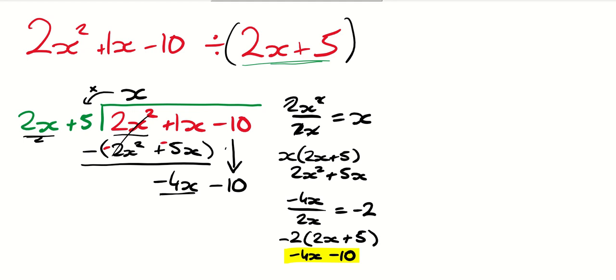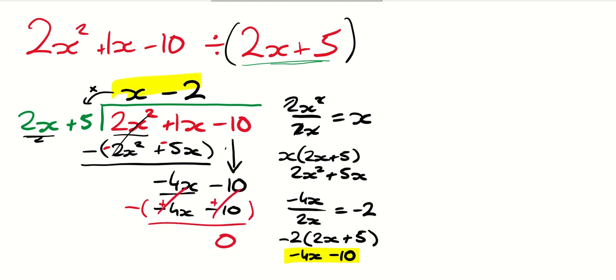So there will be a minus 2 up here, and we've got minus 4x minus 10, and when you subtract these from each other and the signs change, you'll see clearly that you'll be left with 0 here. So that means that your answer is x minus 2. So if you were to multiply out these brackets, which I could do really quickly, it'd be 2x plus 5 by x minus 2.